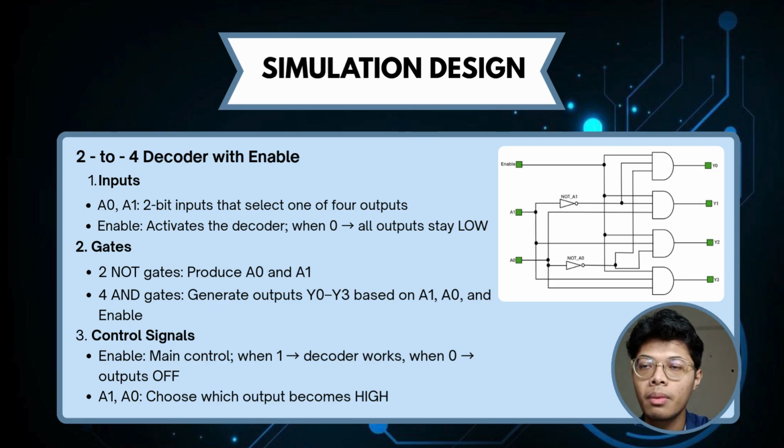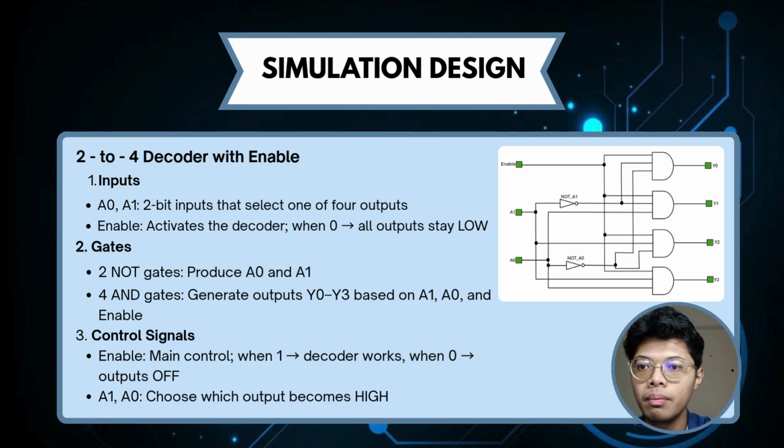Okay, for the simulation design of the 2 to 4 decoder with enable, it has inputs, gates, and control signals. The first one is inputs. A0 and A1 are 2-bit inputs that select one of 4 outputs, meaning these are the 2-bit input lines that determine which one of the 4 outputs will be selected.